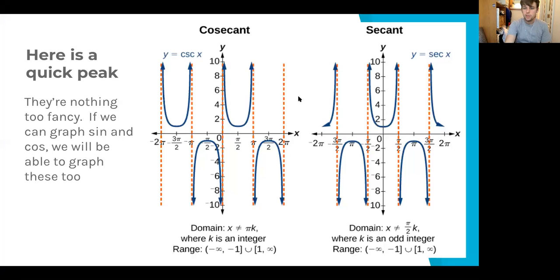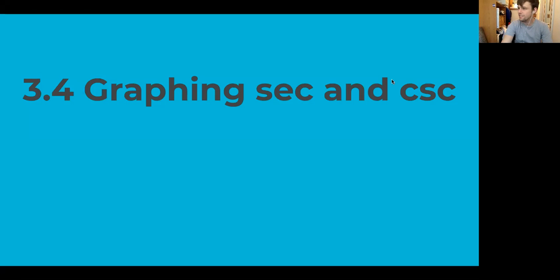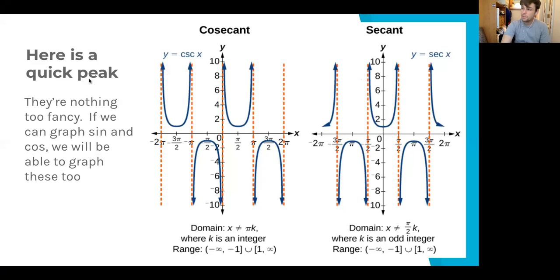All right, so we're going to be talking about the graphs of secant and cosecant in this video. Here's a quick peek at what they look like. Kind of funky looking graphs. Honestly, they're a little more confusing looking, I think, with all the asymptotes and things going on here and how they're kind of disconnected than what they really are.